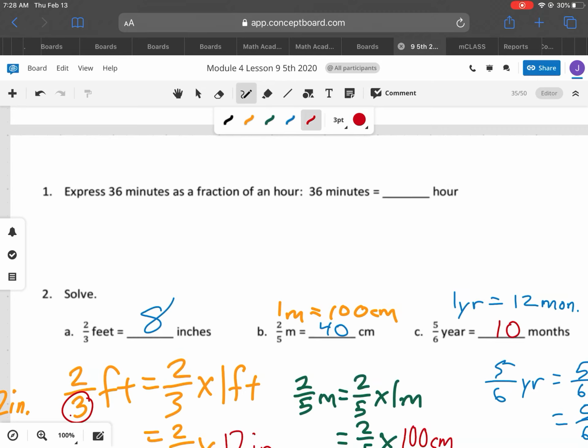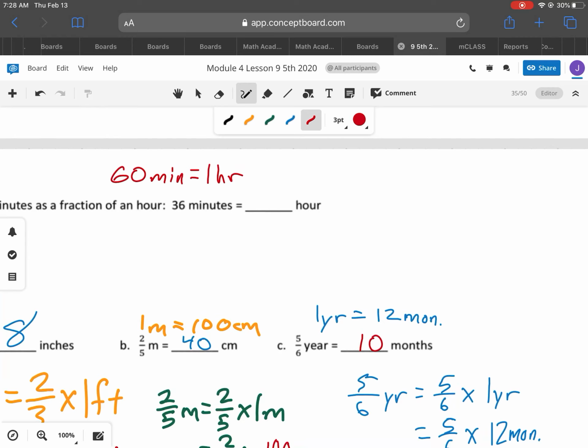We have 36 minutes, and we want to know how much of an hour. So this one actually is going backwards, and we're going to see a fraction happening. So we know that there's 60 minutes in 1 hour. So this one's going to be a little bit trickier. Okay, so we start off with 36 minutes is equal to, let's see what happens, 36 times 1 hour.